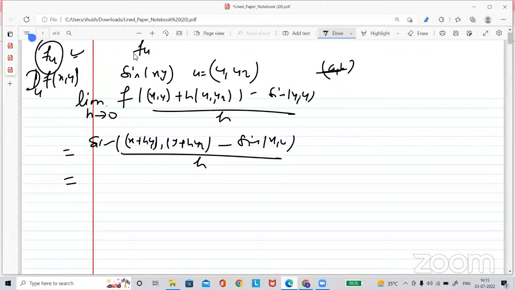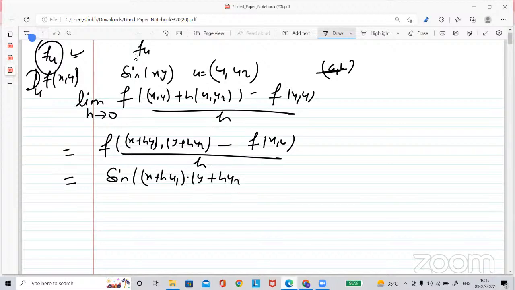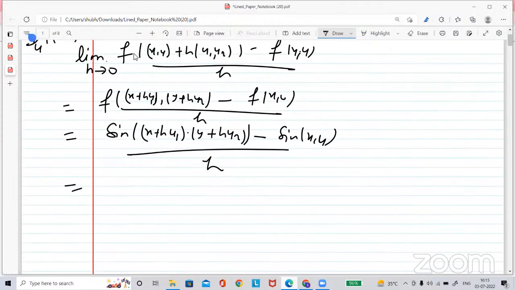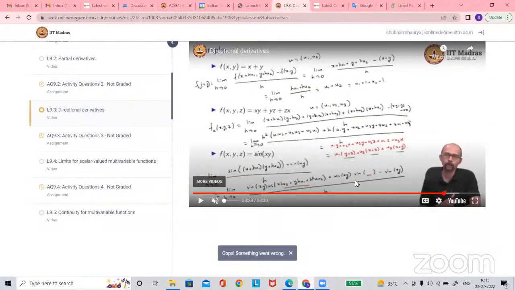This is going to be f. Then we substitute values, right? Sine of, this is f here. Now it is going to be sine of (x plus hu1) into (y plus hu2) minus sine xy, divided by h. So okay, now what product did I get?